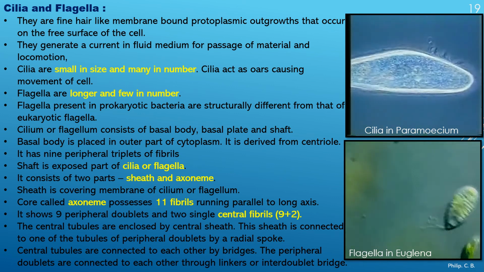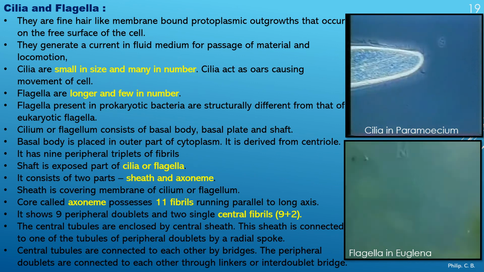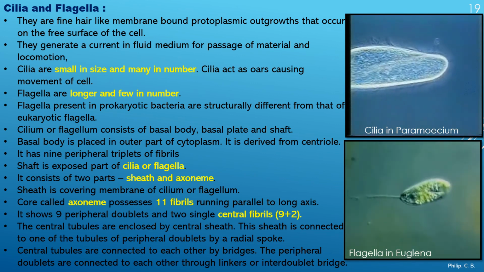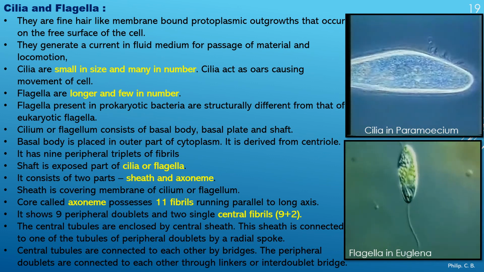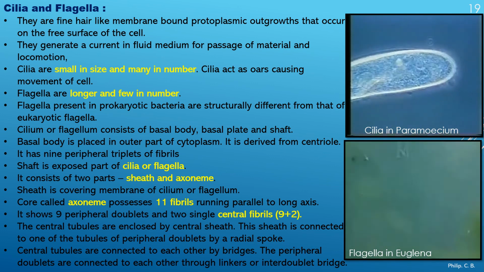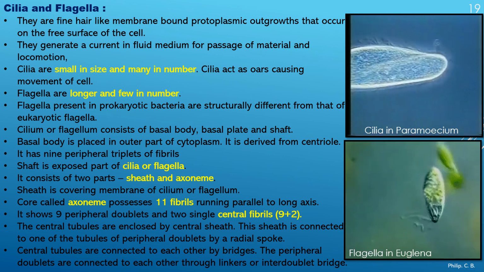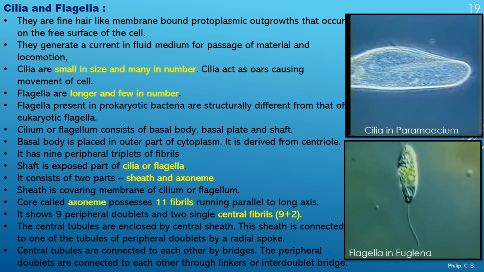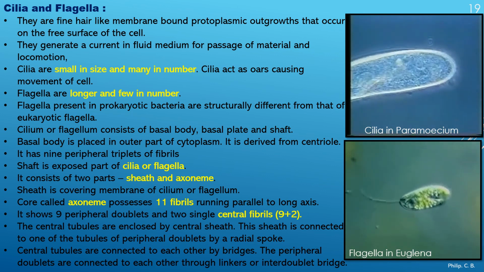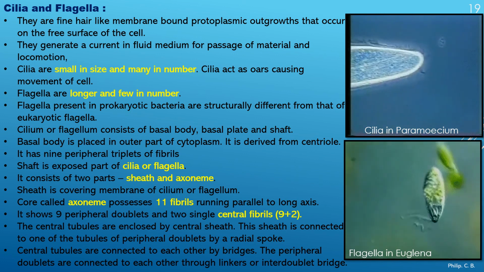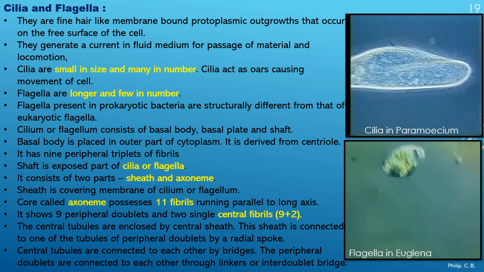Cilium or flagellum consists of basal body, basal plate and shaft. Three parts are present in both. Basal body is placed in the outer part of the cytoplasm. It is derived from the centriole. It has 9 peripheral triplets of fibrils. Shaft is the exposed part of cilia or flagella. It consists of two parts, sheath and axoneme. Sheath is the covering membrane of the cilium or flagellum.